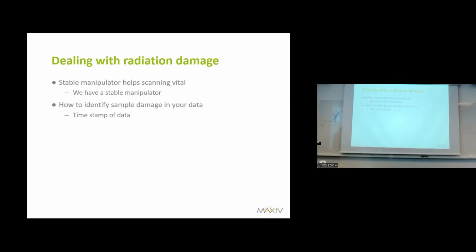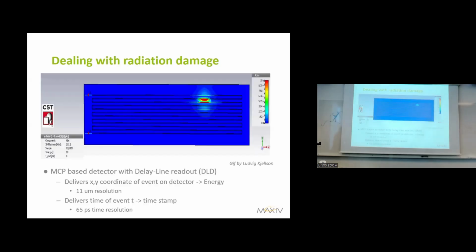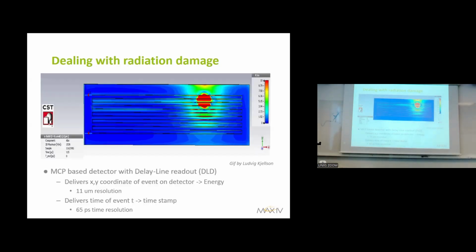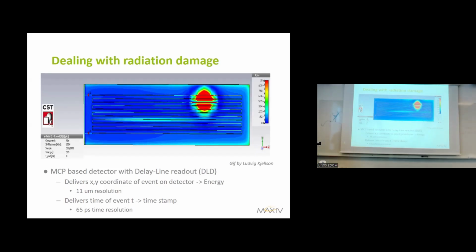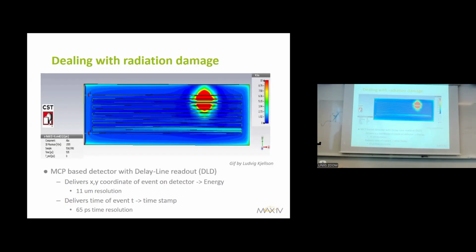We have that. And then we want to be able to identify sample damage. So we need some kind of time resolution in our data. With the CCD, that's hard to do, because they collect an image over minutes or 5 minutes. Then you read it out and you get all of it. So you can't discern the beginning from the end. So we use a delay line detector instead, which has somewhere 65 picoseconds stated by the manufacturer. I think it's more like 100 picoseconds, which is quite high resolution.